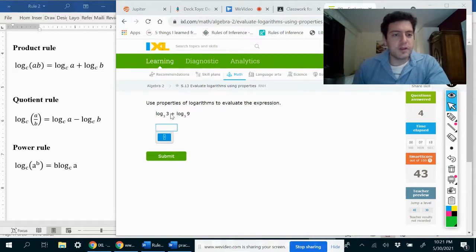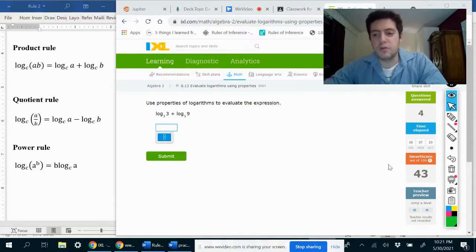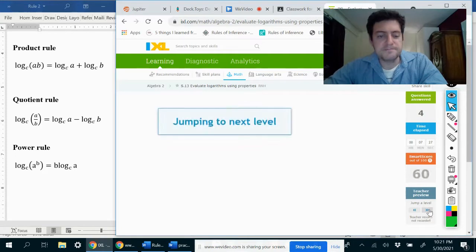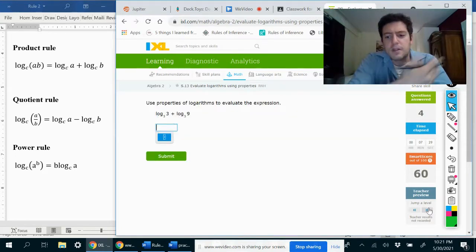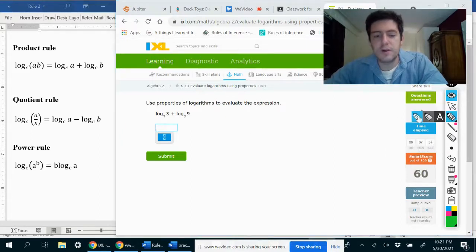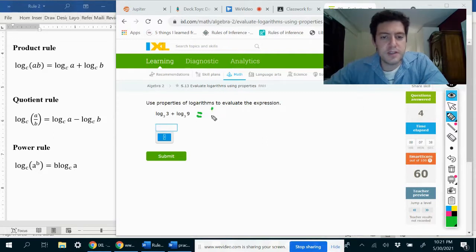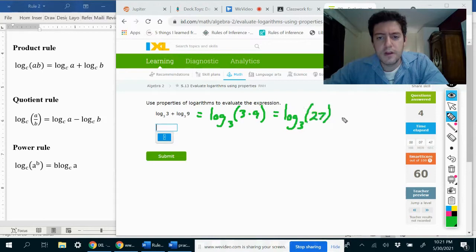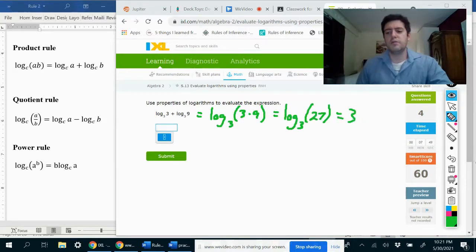This one would be the product rule. I think we've seen problems like this before, so I'm going to skip ahead again. That's the exact same problem. You know, let's just do it. It seems to really want us to do this problem. So we would use the product rule here, and we say that this is the log base 3 of 3 times 9. Isn't this the first problem that we did? I think it is. So that would be 3, right?